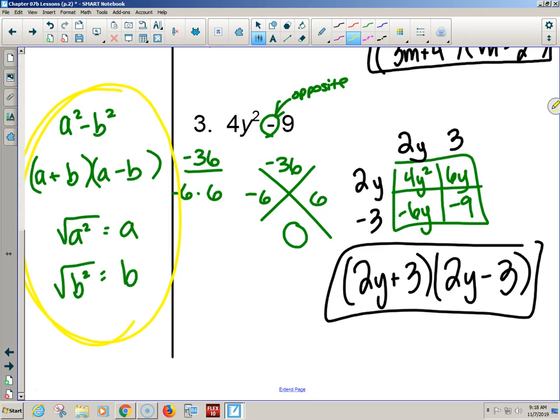So question, what is the square root of 4y squared? 2 and y. Okay, check it. That's what came first. And what is the square root of 9? That's what came second, with a plus and a minus. It'll always happen.